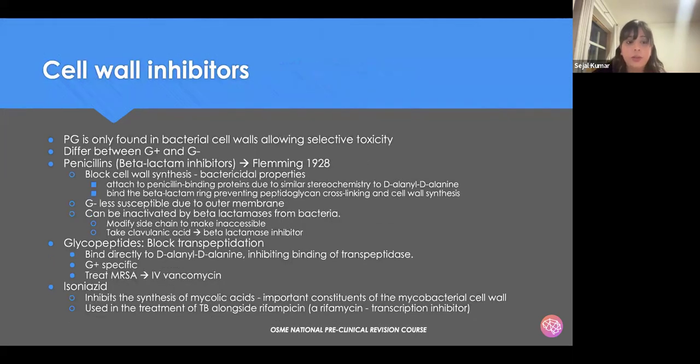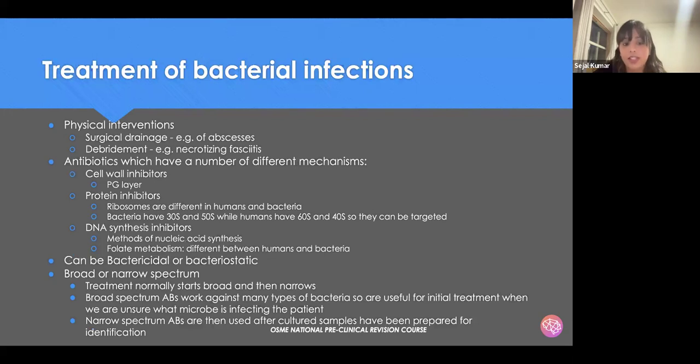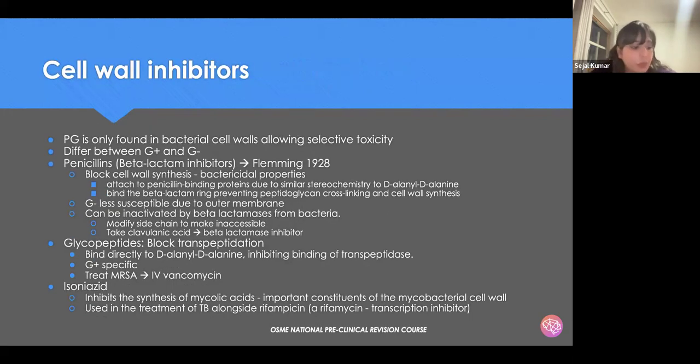So now I'll just go through a little bit on cell wall inhibitors, protein inhibitors, and then DNA synthesis inhibitors. Cell wall inhibitors, as I said, peptidoglycan is a huge component of bacterial cell walls, and it's only found in bacterial cell walls. So it offers selective toxicity when treating us, like humans. The susceptibility differs depending on whether the bacteria is gram-positive or gram-negative. As you can remember, gram-negative bacteria have outer membranes, so that sort of helps them against beta-lactams.